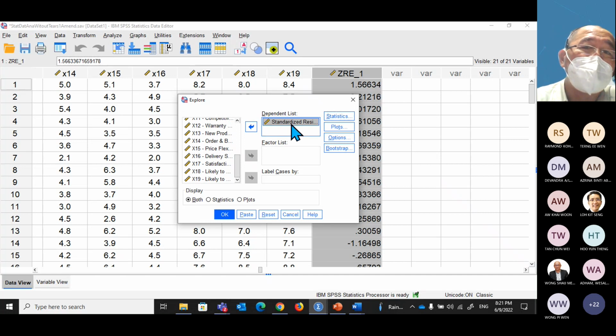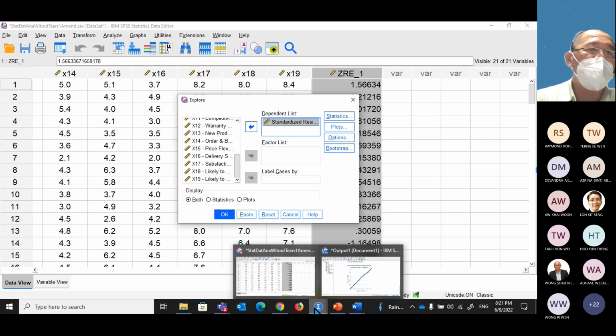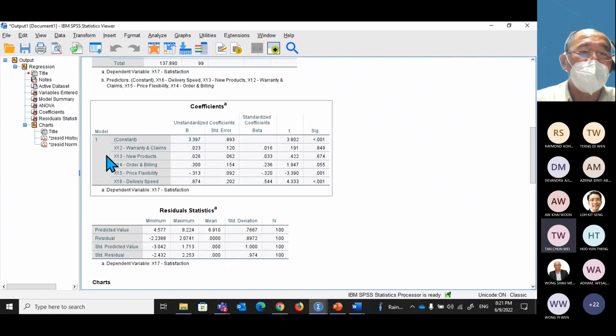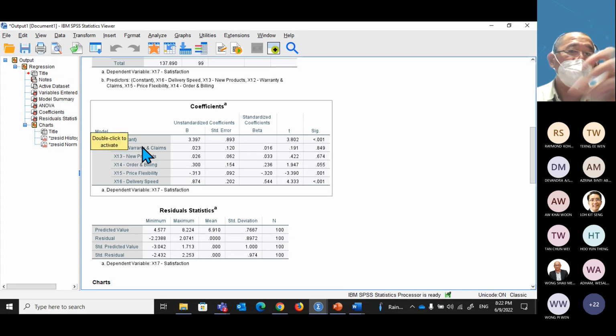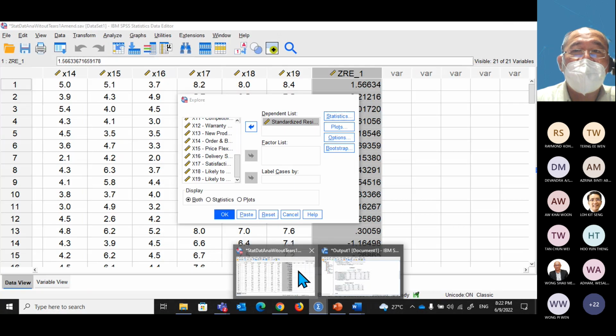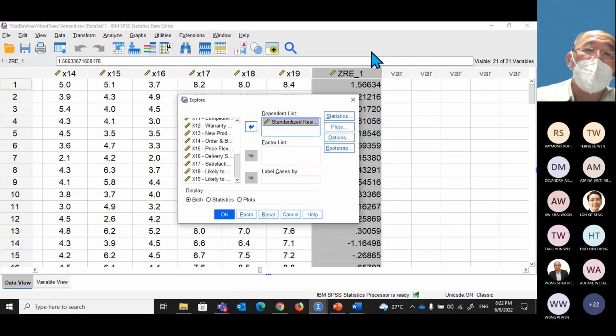So this is the residual, only for the model just now. Remember, we included x12 until x16. This is the model. In this model, we can get the error term. From the error term, we save it here in the last column. And then now we use this data set to see whether the residual is normal or not normal using two methods.